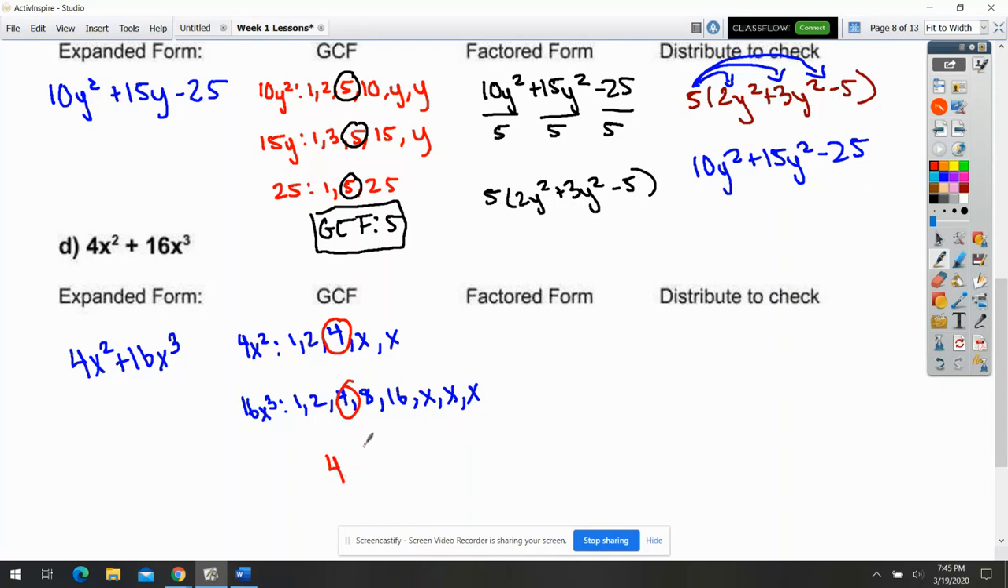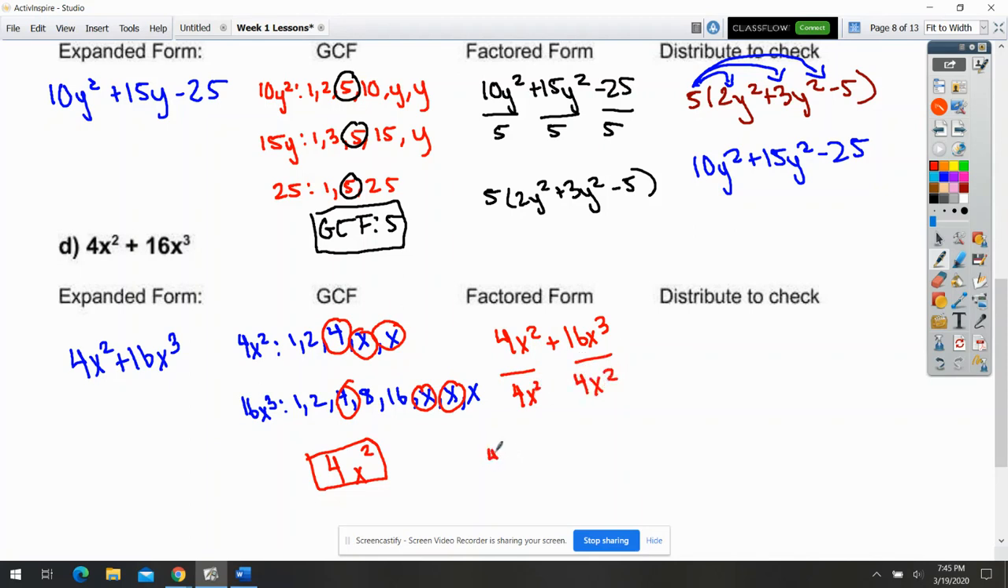And how many x's can we factor? So this one has 2 and this one has 3. So that means the most we can take out is just 2 x's. So that means that we could take out an x squared. So our GCF is 4x squared. So we're going to take our expanded form, 4x squared plus 16x to the third, and we're going to divide by our GCF in order to factor.